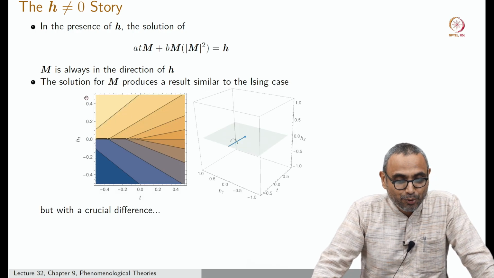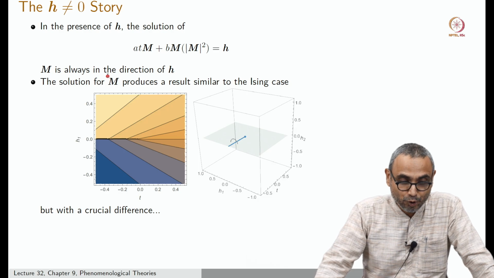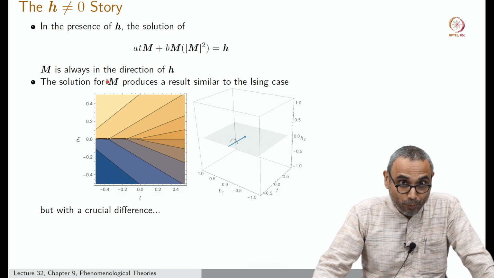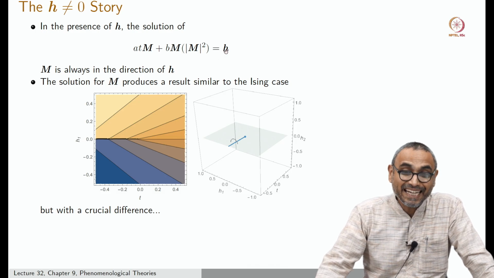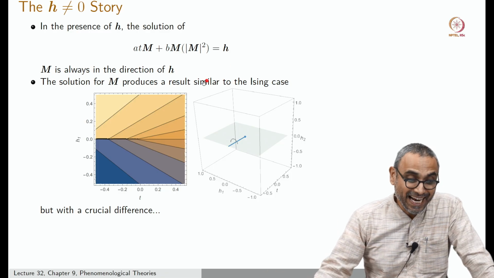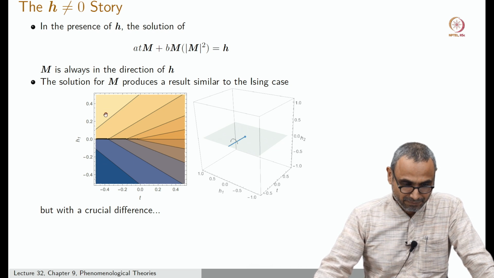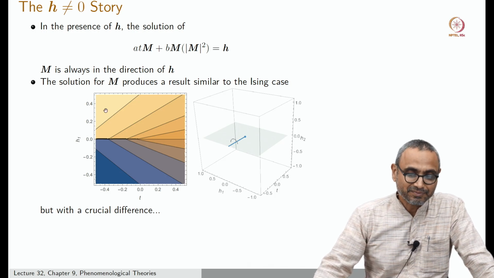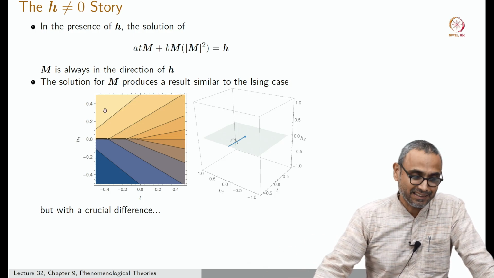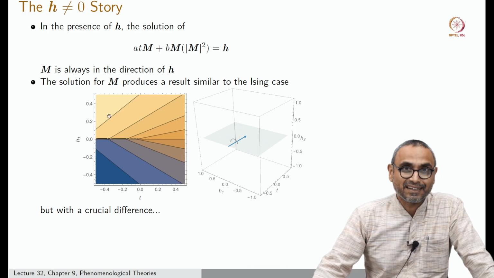Now if you find the solution for M, what I'm doing is taking the O2 model and applying H in the one direction. So I have only H1 here. You can see that when H1 is positive, these light colors are positive numbers and the bluish dark colors are the negative numbers. So when H1 is positive, M is also positive, and M will be in the same direction as H1, and you will see a result like this.